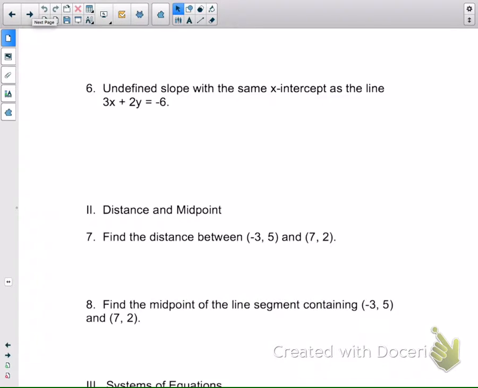6 has a lot of complicated information for you. However, it ends up being very quick as long as you know what you're doing. First, undefined slope. Anyone remember what undefined slope means? Or what it's associated with? Vertical lines. Good. We talked quickly about vertical lines on the front page. If you need to flip back and take a look at that. Vertical lines have what kind of equations? X equals a number.